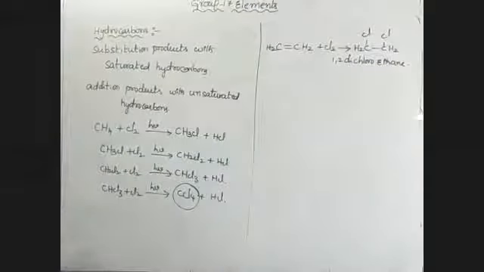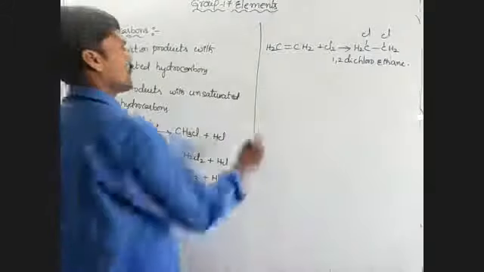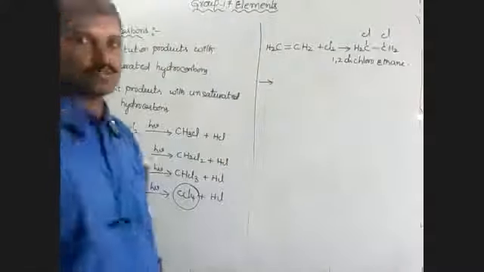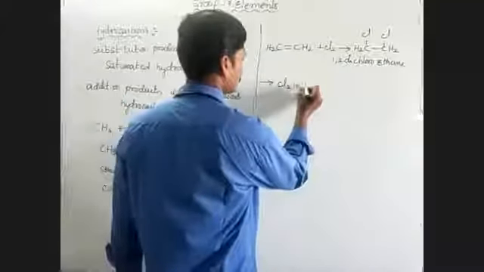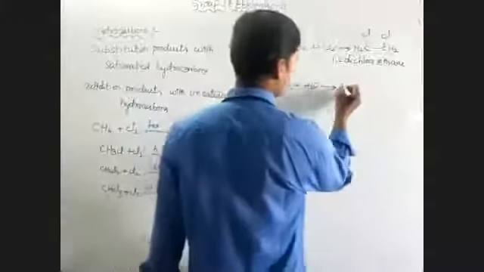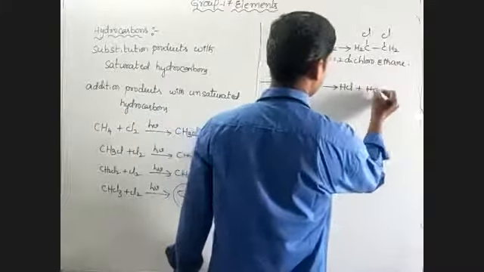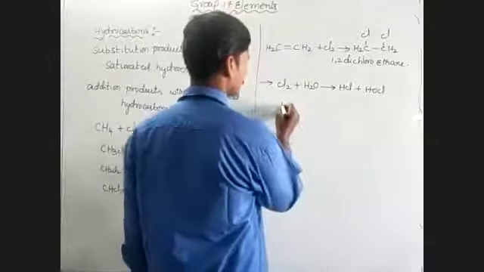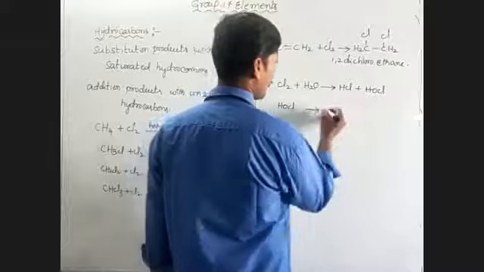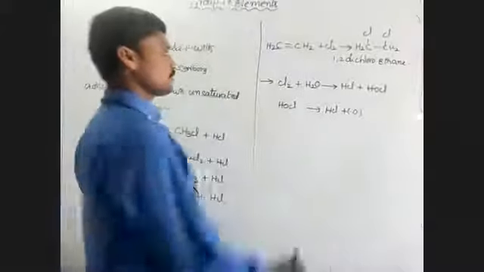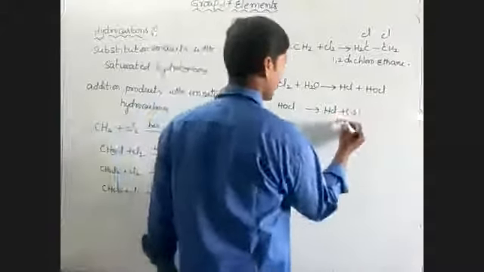Okay, right. Next, chlorine water on standing loses its yellow color due to formation of HCl and HOCl. That means when chlorine combines with water, it forms HCl and HOCl, hydrogen chloride and hypochlorous acid. Right. This HOCl is unstable, so it gives HCl and nascent oxygen.